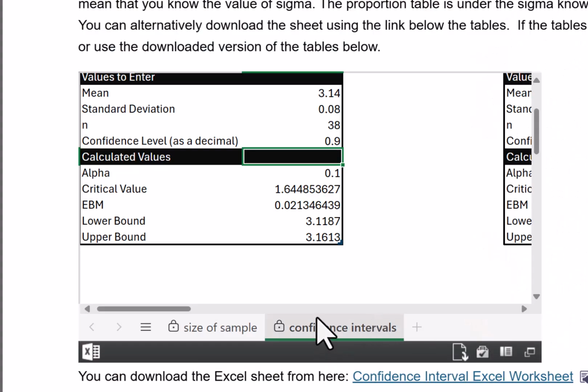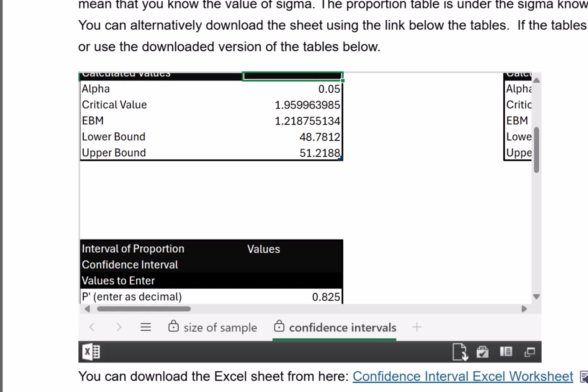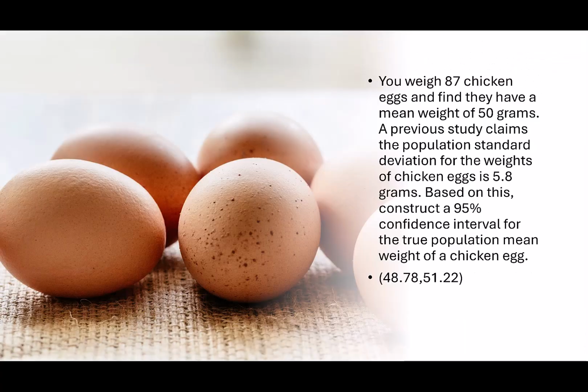So we're going to go back to our calculator, and once again, we're using the normal distribution because our sigma is known. We were given that the mean was 50, the standard deviation was 5.8, we had 87 in our sample, and we want a 95% confidence interval. This gives us a lower bound of 48.7812 to 51.2188. That says our confidence interval is 48.78 to 51.22.